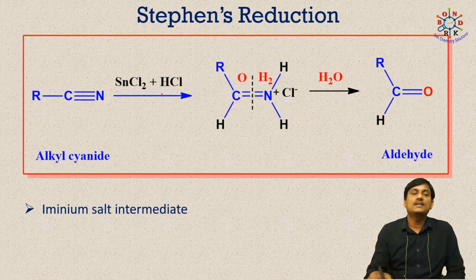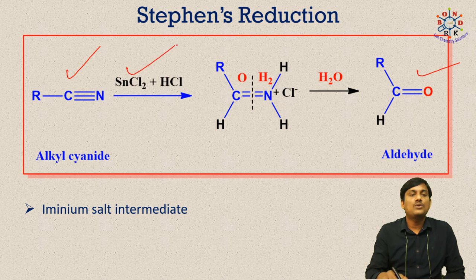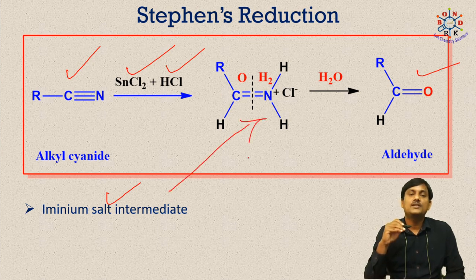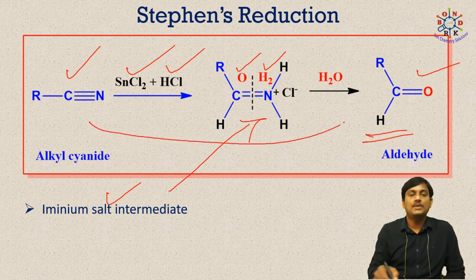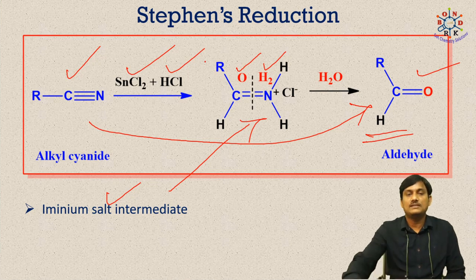Stephen reduction: you can convert nitriles or cyanides into aldehydes. The reagent which is used in Stephen reduction is tin dichloride and hydrogen chloride. First, there is a formation of an iminium salt intermediate. This is the iminium salt intermediate. Upon hydrolysis, at this position there is an addition of carbon and at this position there is an addition of hydrogen, and there is a breaking of the bond between C and N. Finally, you will get aldehyde. You can convert cyanides into aldehydes by using Stephen reduction.